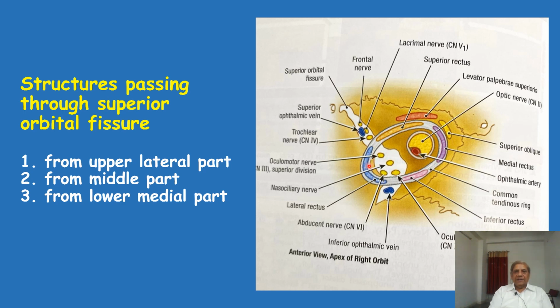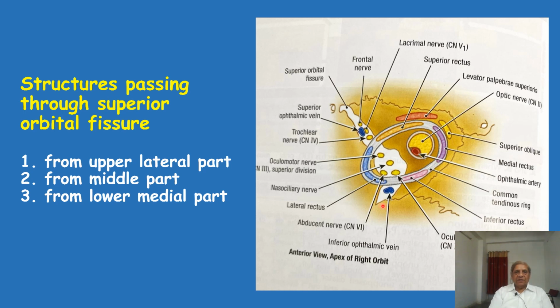So again tell me, what are the nerves which are present in the middle part of the fissure? These are the two divisions of the oculomotor, which supply most of the extraocular muscles. Then it is the nasociliary nerve, which is the sensory nerve for the medial side of the orbit. And then there is the abducent nerve, which supplies the lateral rectus muscle.